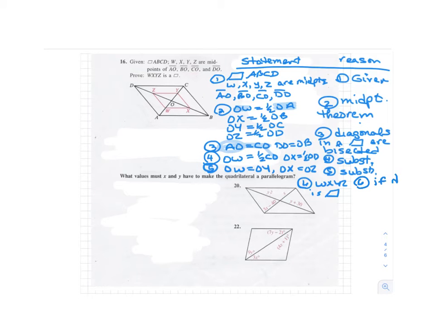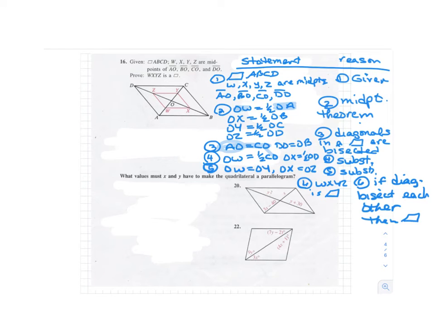So if diagonals bisect each other, then we have a parallelogram. So that was that proof. That one was a little bit different than what you're used to. So let me go ahead and show you how to solve for x and y that would make these two quadrilaterals a parallelogram.